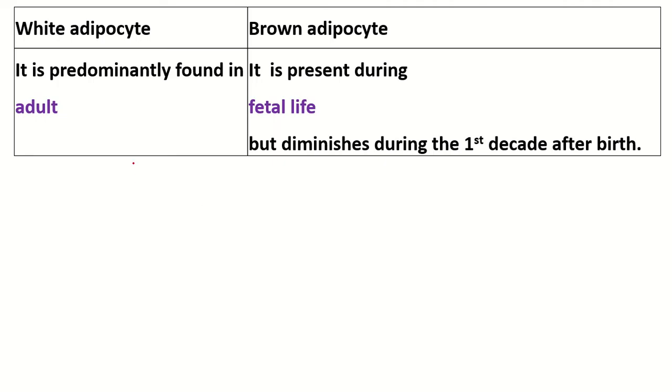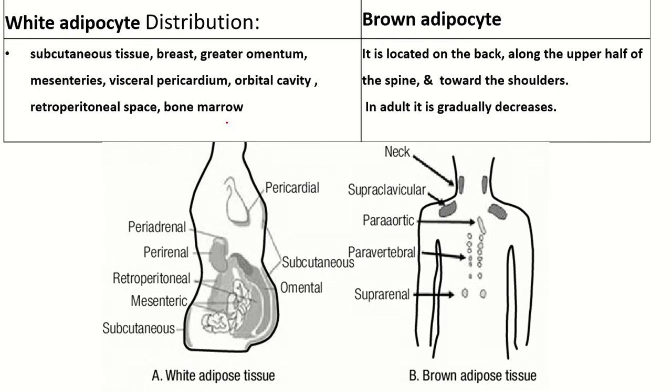White adipocytes are predominantly found in adults, but brown adipocytes are predominantly found in fetal life and diminish during the first decade after birth. The locations of the white adipocyte are the subcutaneous tissue, the visceral pericardium, orbital cavity, retroperitoneal space, bone marrow, and mesentery. So these are the locations of the white adipocyte.